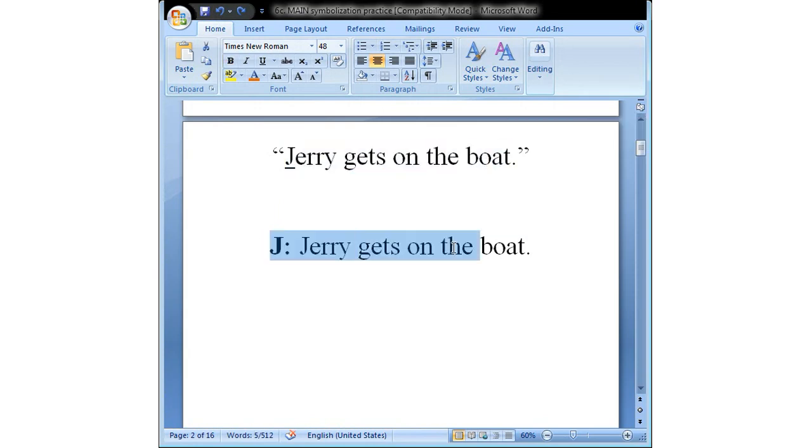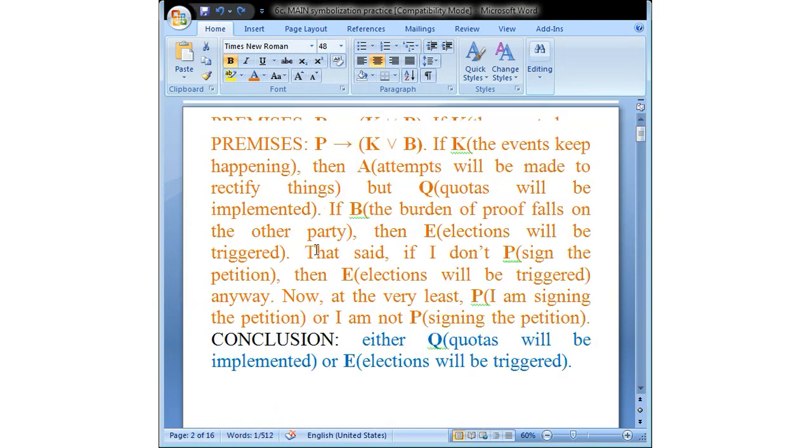Jerry gets on the boat. This portion beneath here, that's my scheme of abbreviation, right? Jerry gets on the boat. And in the scheme of abbreviation, we only include atomic propositions, right? They'll be structured into something compound, but each letter stands only for an atomic proposition. We want the complicated structure to be reflected over here, but we want these parts to just be an atomic proposition.